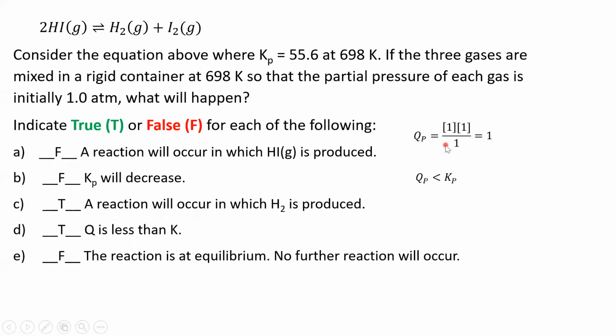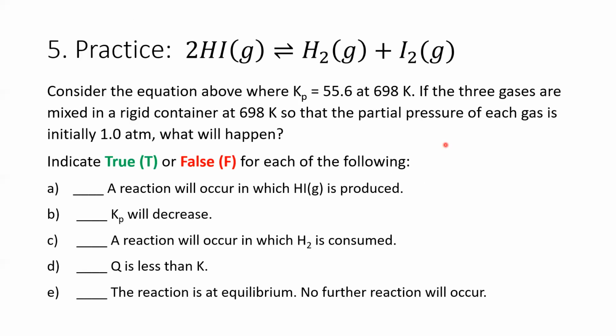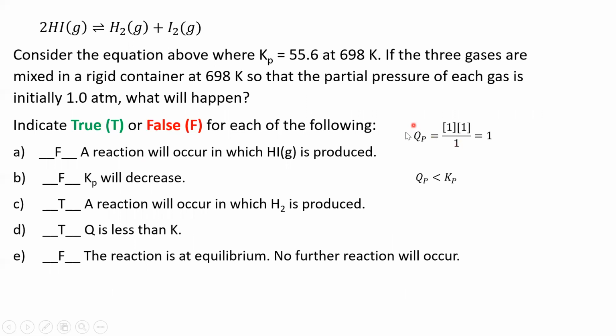Now the numbers are pretty easy. To calculate Q, it's the products over the reactants. It's actually 1 times 1 divided by 1 squared. Q equals 1. Well, K equals 55.6. Q is way smaller than K. All right, so knowing that, we can answer these questions.